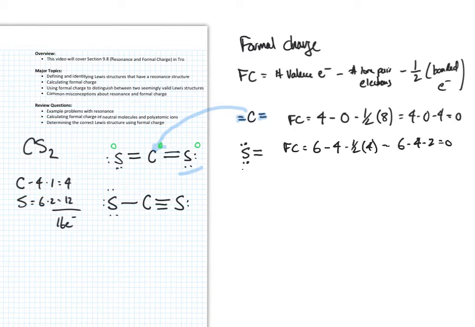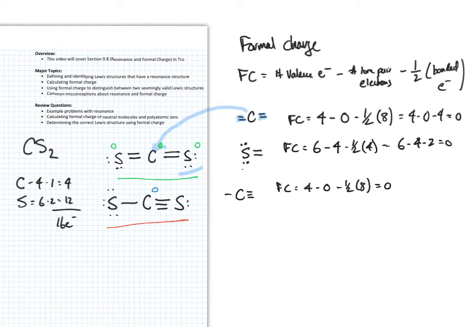All right? Now, let's analyze. So what we've done is we've just taken a look at this molecule here. Let's analyze this molecule right here. So we've got a carbon with a triple bond and a single bond. Formal charge is equal to 4 minus 0 minus 1/2 times 8 is equal to 0. So that one's a 0.